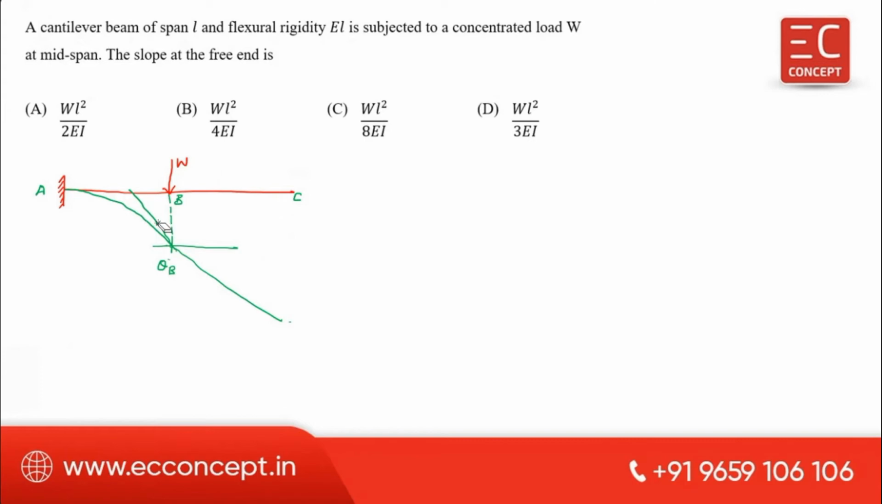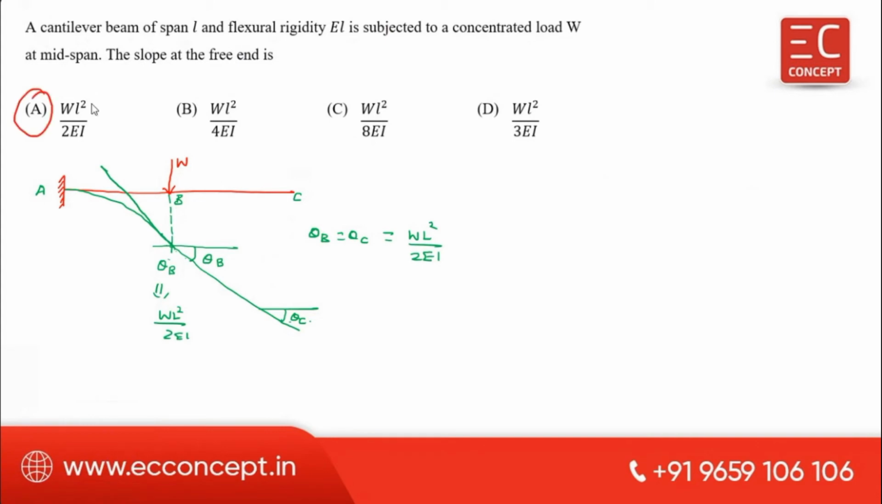Okay, now this is the tangent. This tangent coincides with the straight line of the BC portion. Therefore, this is the value theta B, and theta B and theta C are both the same. What is theta B? Theta B is equal to WL square divided by 2EI. So the answer is WL square by 2EI.